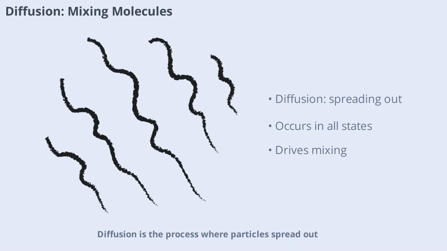Diffusion is the process where particles spread out from an area of high concentration to low concentration. It's why the smell of perfume spreads across a room or why sugar dissolves evenly in tea. Diffusion happens in gases, liquids, and even solids. This process is essential in biology, chemistry, and everyday life, helping materials mix and move naturally.